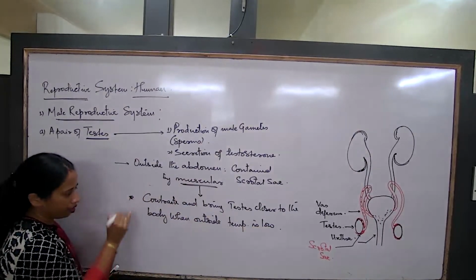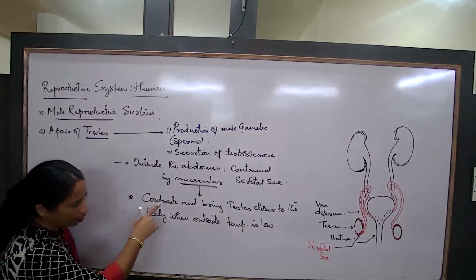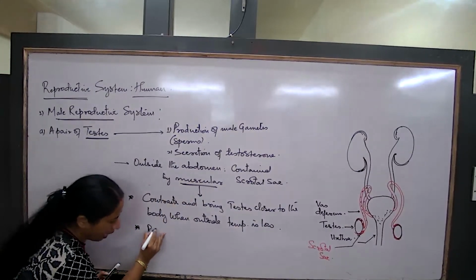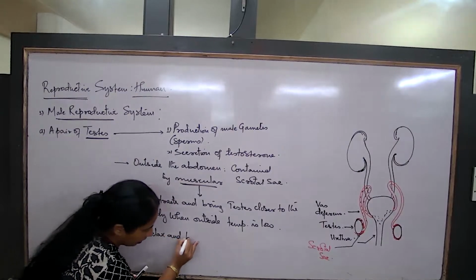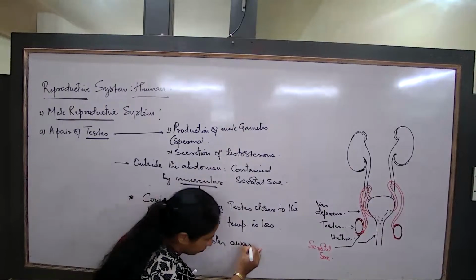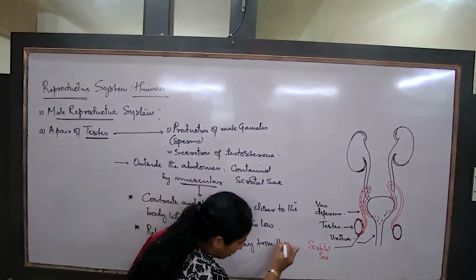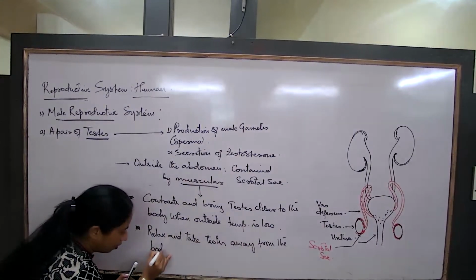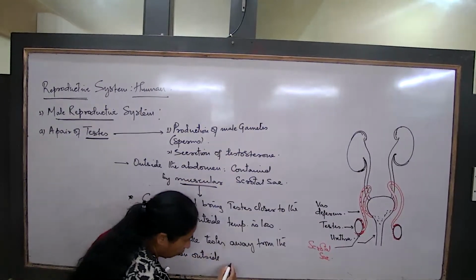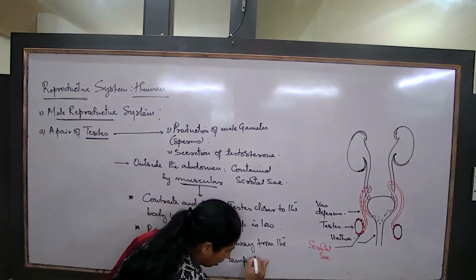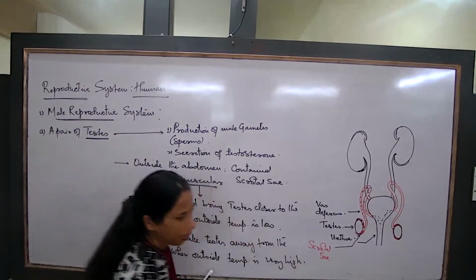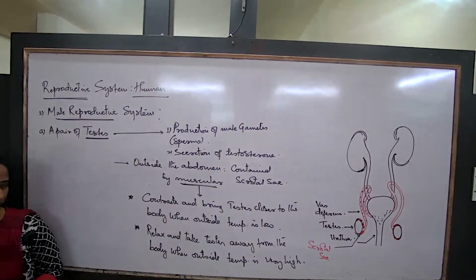That is one point. What is the second? The same muscular sac. We are talking about the muscular scrotal sac. It will relax and take the testes away from the body when the outside temperature is very high, or when the body temperature tends to rise up.